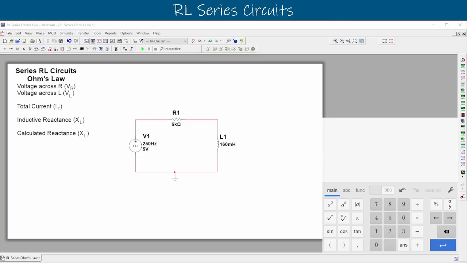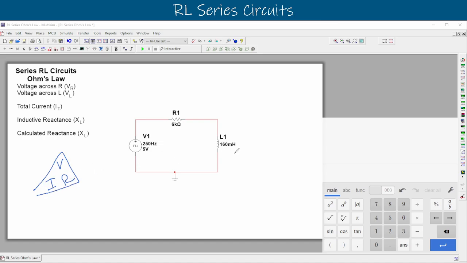Hello and welcome. In this video, we're going to look at how to use Ohm's law in an RL series circuit. Remember that Ohm's law is our Ohm's law triangle. You can draw that out and get your voltage, current, and resistance. And this gives us each form of Ohm's law. For instance, current is equal to voltage over resistance.